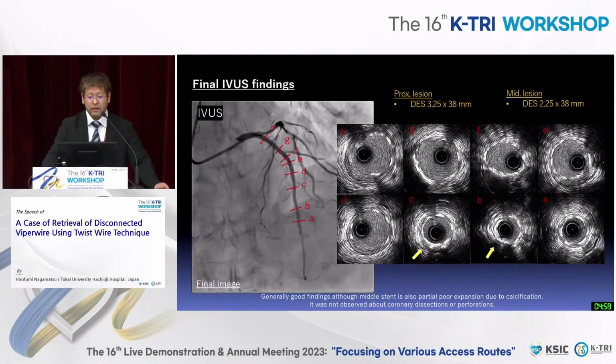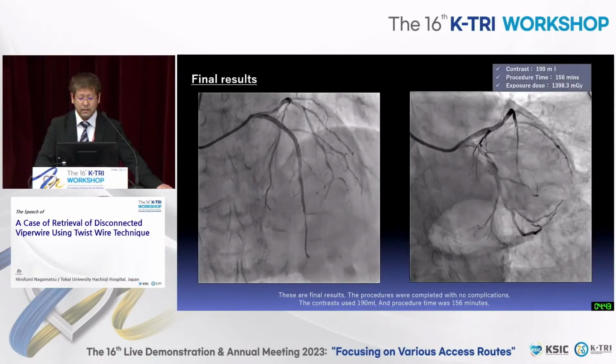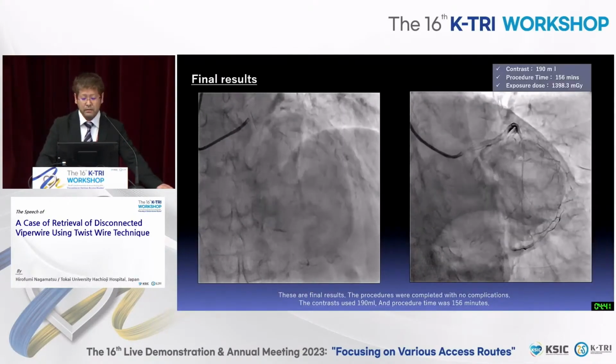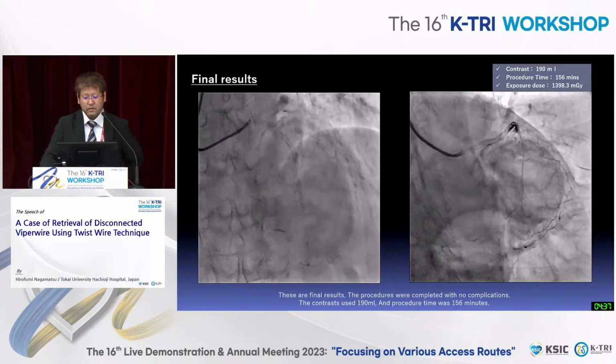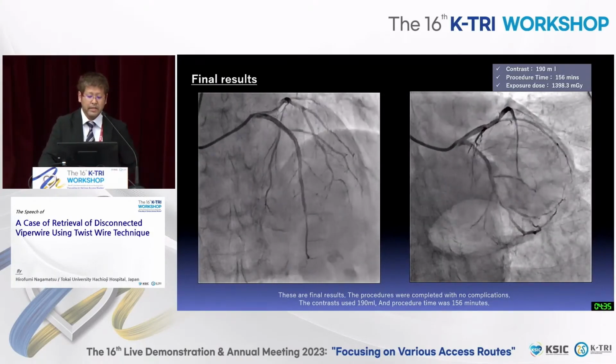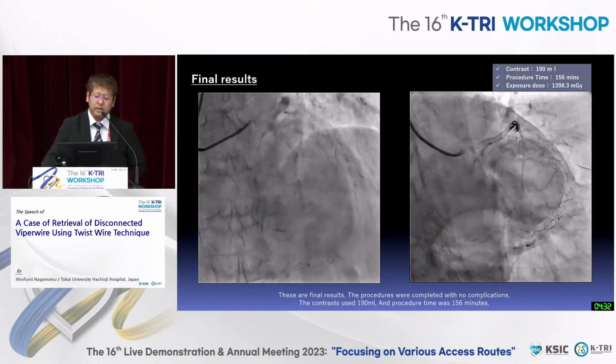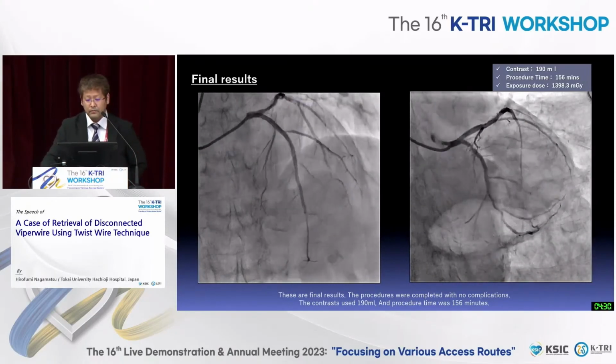This is the final IVUS. Generally good findings. The middle stent also shows partial under-expansion due to the calcification, but no coronary dissections or perforations were observed. These are the final results. The procedure was completed with no complications. The contrast used was 119 milliliters, and the procedure time was 156 minutes.